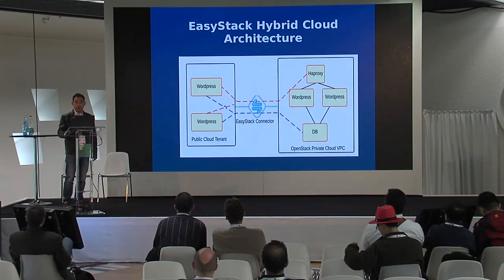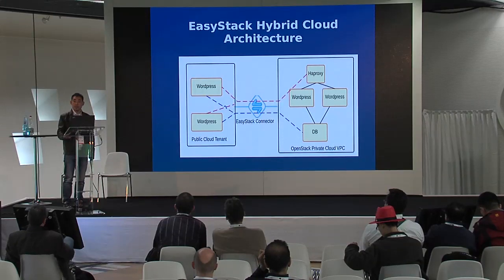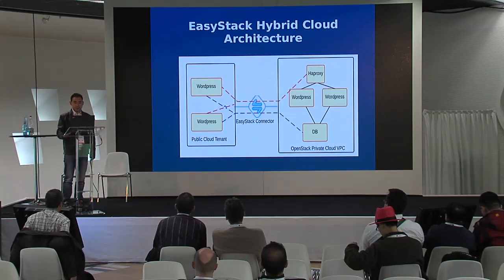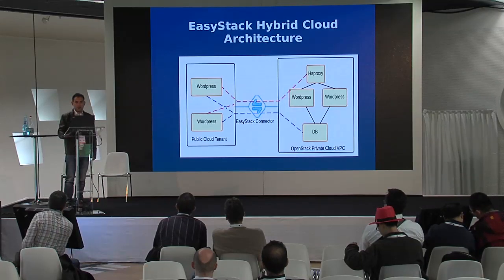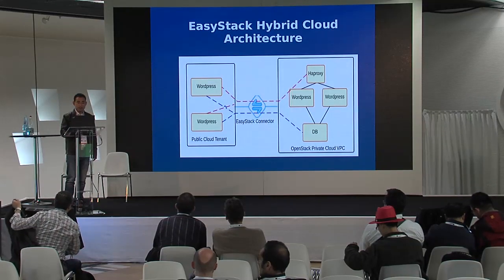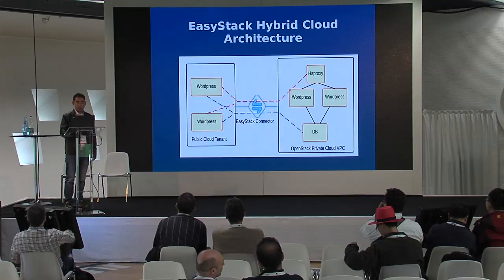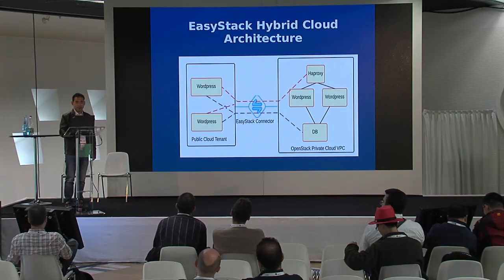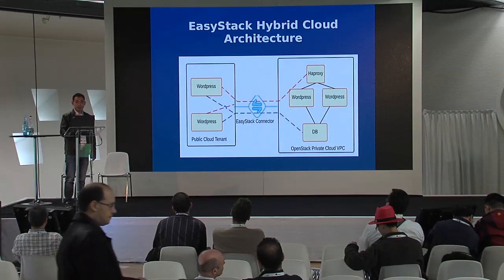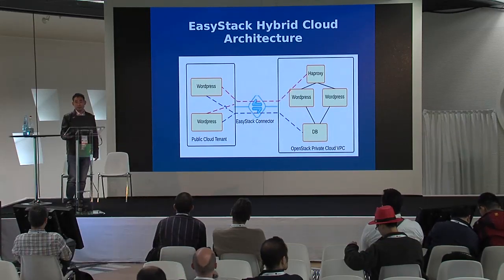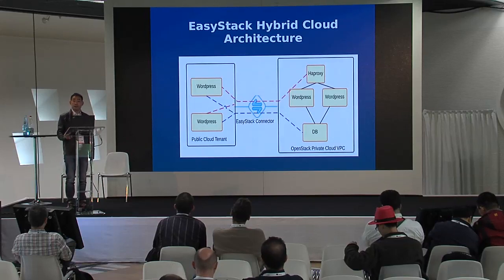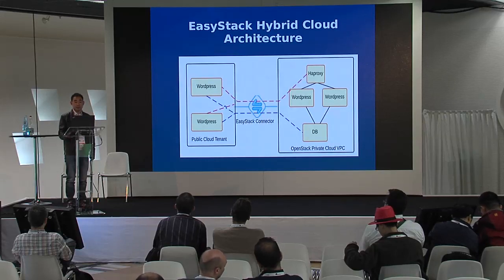At first, all of the VMs are in our private OpenStack cloud. When the load becomes high, we can auto-scale the WordPress VM to the public cloud tenant, so the HAProxy will load balance between the WordPress in the public cloud and also in our OpenStack cloud. The WordPress in the public cloud also uses MySQL DB in the private cloud. You can do the same for the DB clustering, such as auto-scaling the DB VMs also to the public cloud.